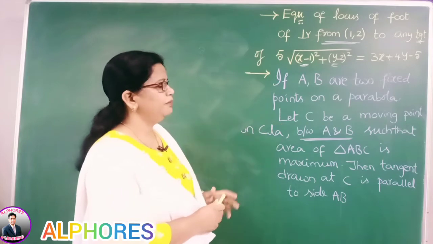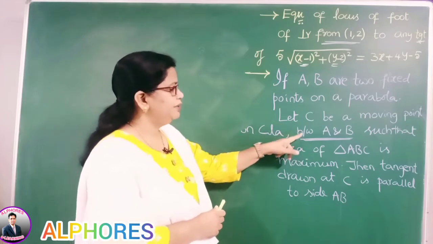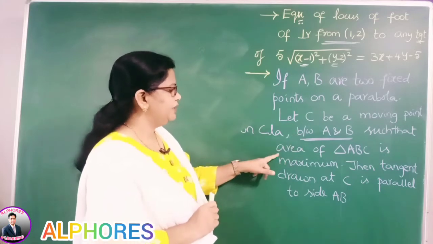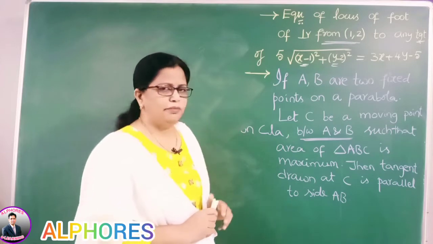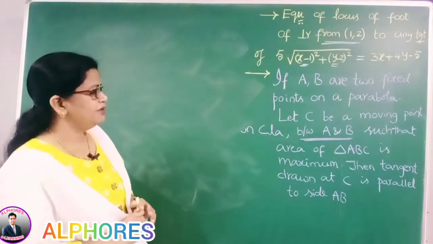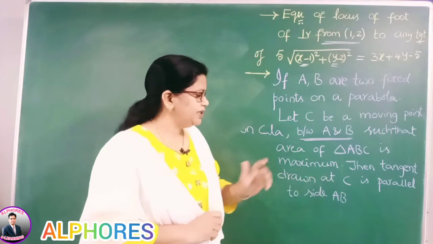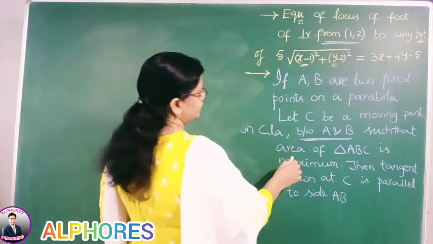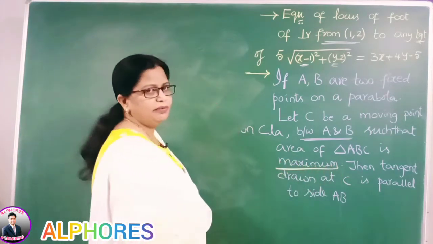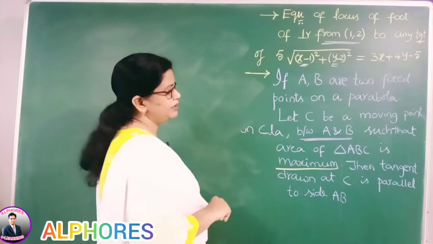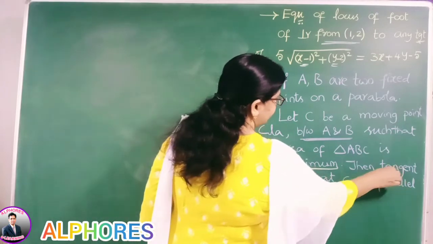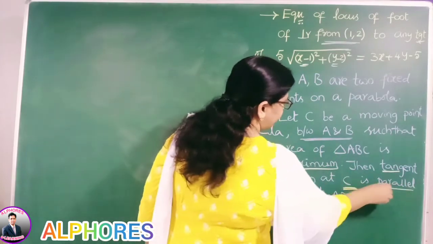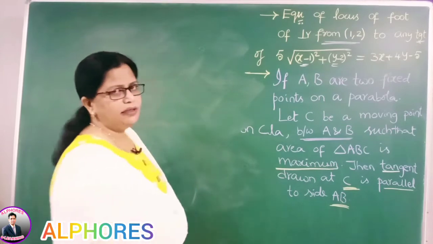And next, C is a moving point on the parabola between A and B, that means within the arc only, such that the area of triangle ABC is maximum. Then what is the conclusion? Then the tangent drawn at C is parallel to the side AB. So this is an important condition students. In the maximum case, when the area of the triangle is maximum, the tangent drawn at C is parallel to the side AB.